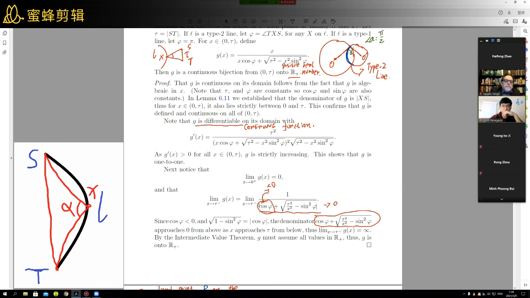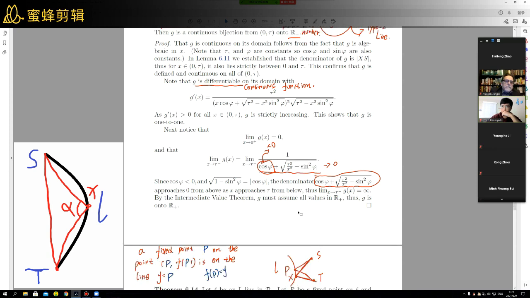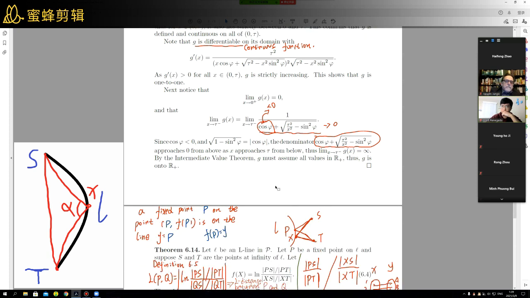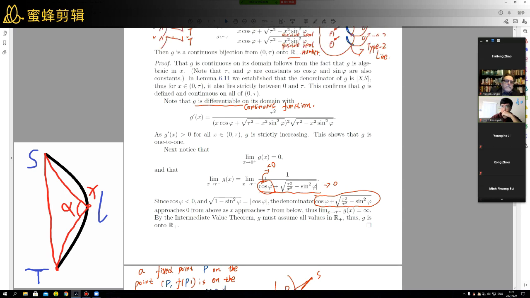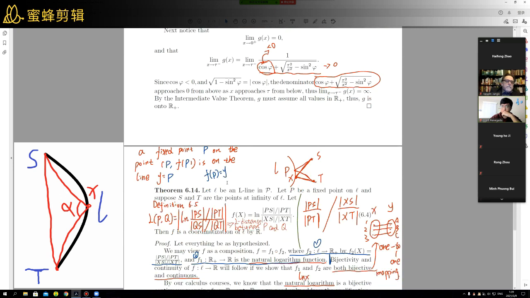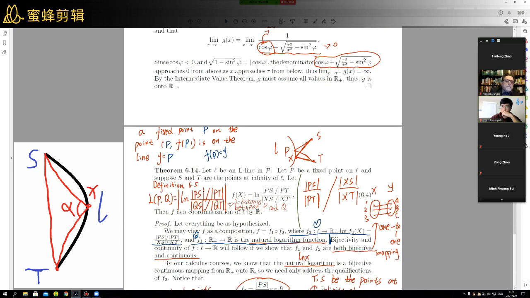Hence, when x approaches τ, we can see this part is approaching 0, and that's for 6.16. And the last part is the theorem of 6.14.